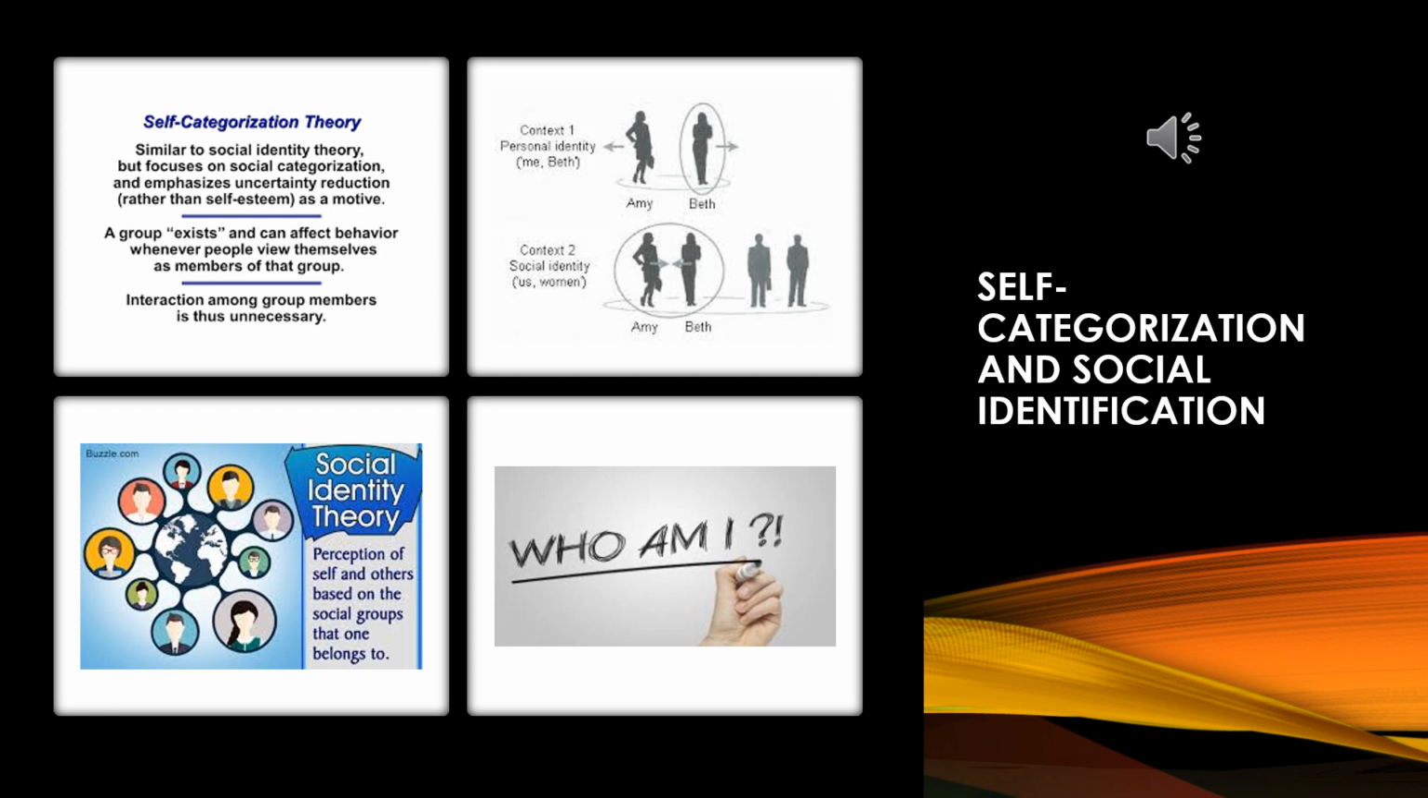Self-categorization defines personal and social identities. Personal identity relates primarily to one's unique and personal sense of self as an individual with unique traits and characteristics, while social identity refers to one's sense of identity as a member of a collective group with characteristics and commonalities that are shared with other members of the group.